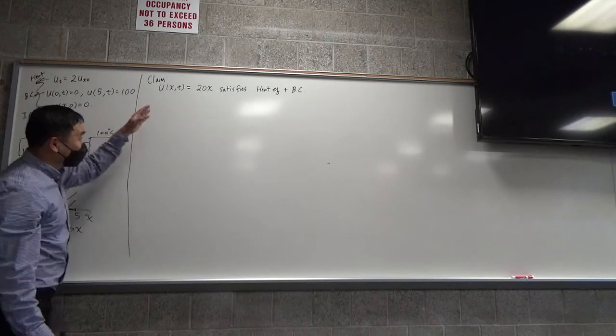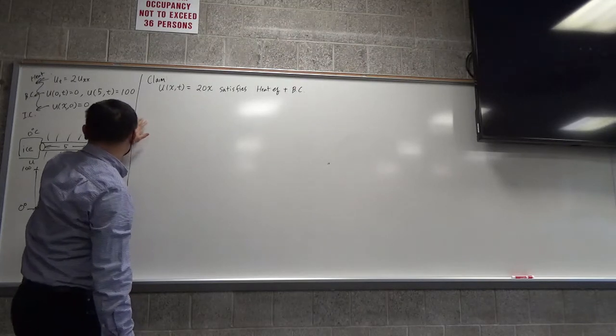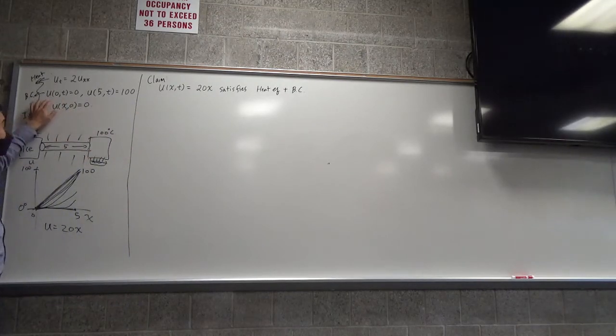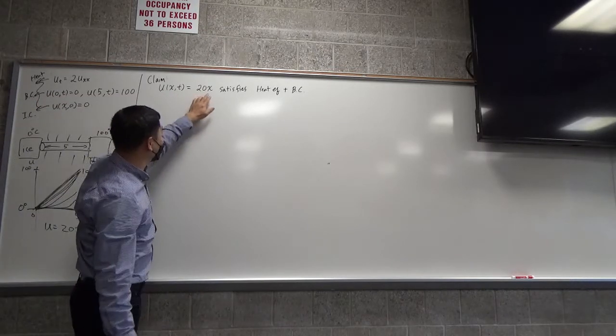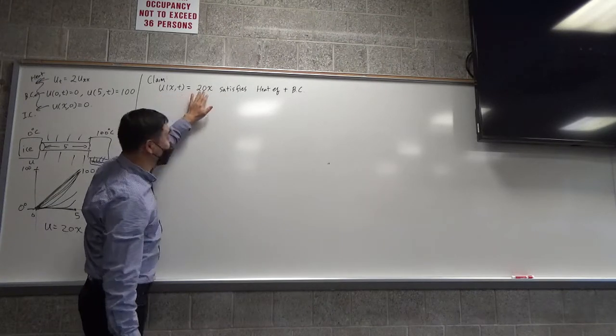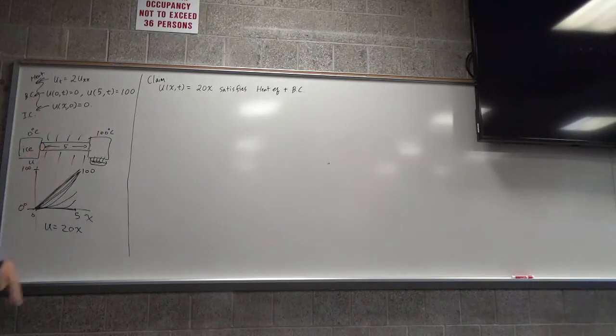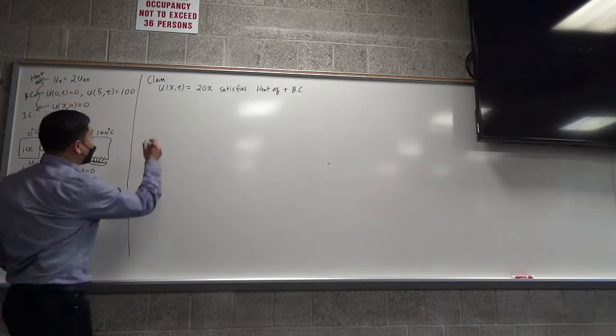So the first two equations are satisfied. The boundary condition is extremely easy to check. If you plug in x equal to 0, you get 20 times 0, that's 0. If you plug in 5, 20 times 5, that's 100. So it satisfies the boundary condition. Check. Slightly non-trivial would be the heat equation, so let's try to calculate this.